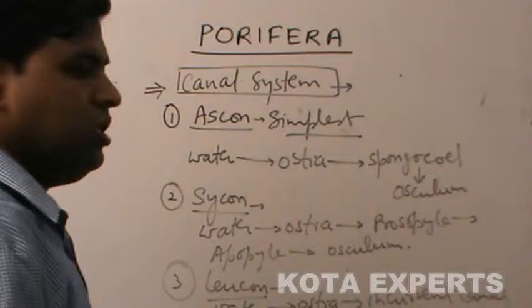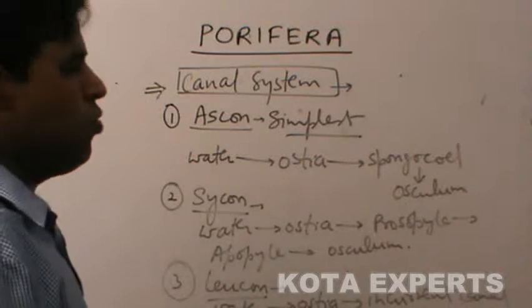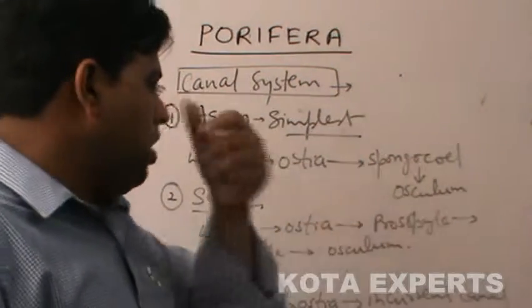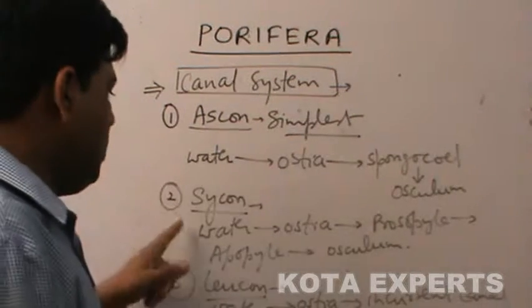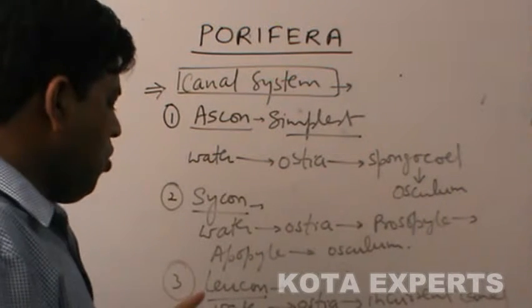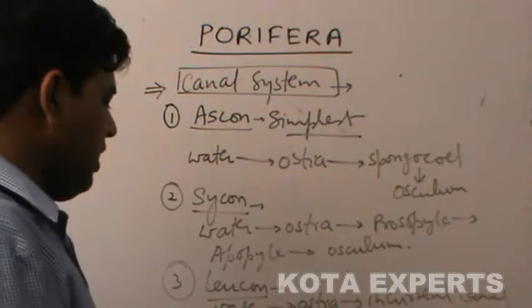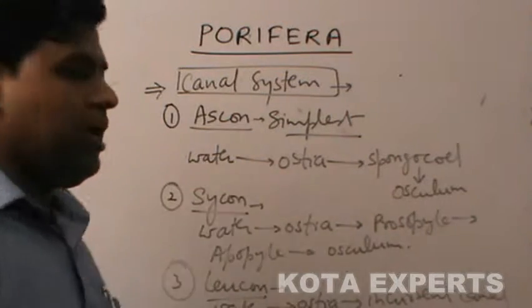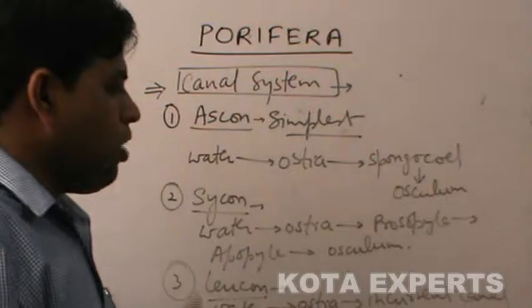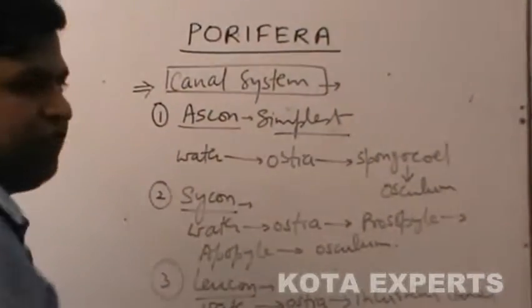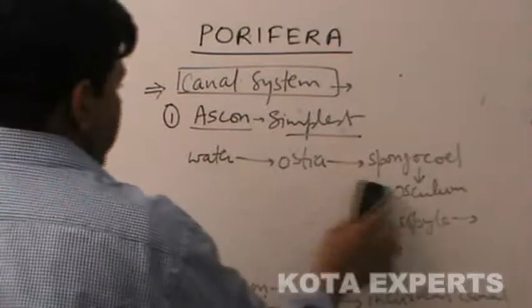So these are the basic three types: ascon, sycon and leucon type. In ascon type, which is the simplest type, water enters through the ostia, goes into the spongocoel and then out through the osculum. In sycon, water, ostia, prosopyle, apopyle and osculum. In leucon, from water to ostia, incurrent canal, then prosopyle, apopyle, excurrent canal and the osculum. The material is thrown out through the osculum. This is the characteristic feature of phylum Porifera.